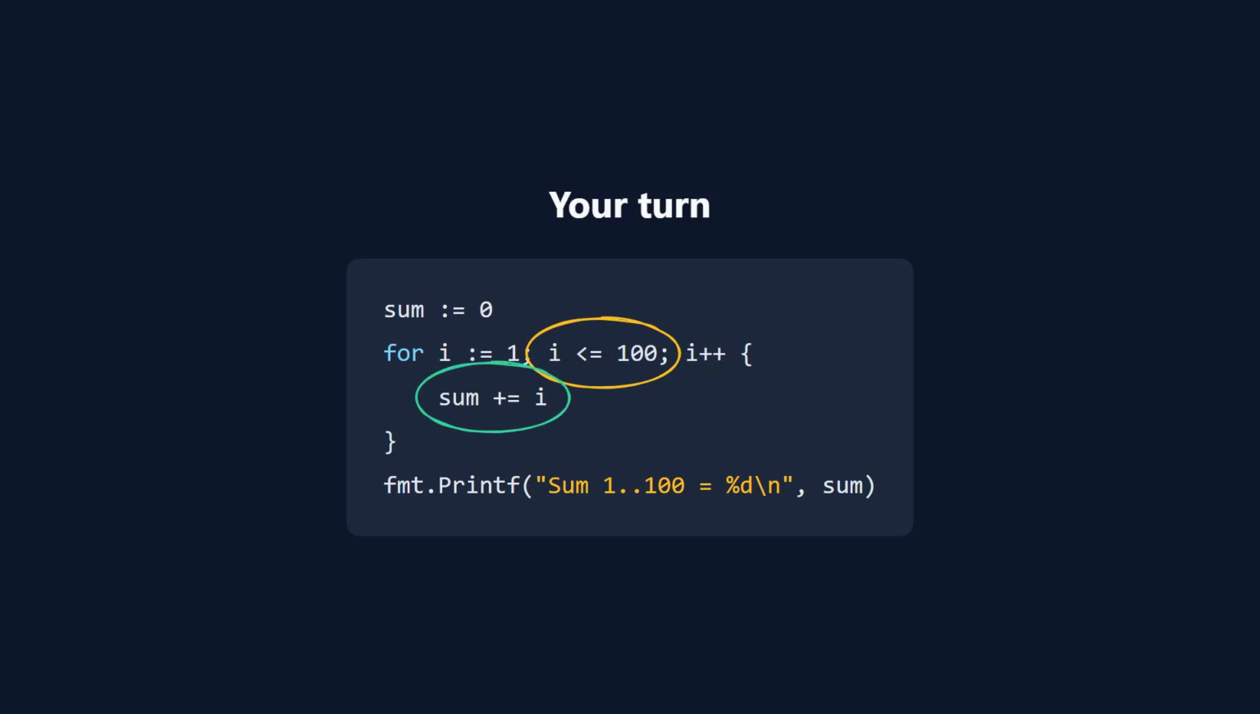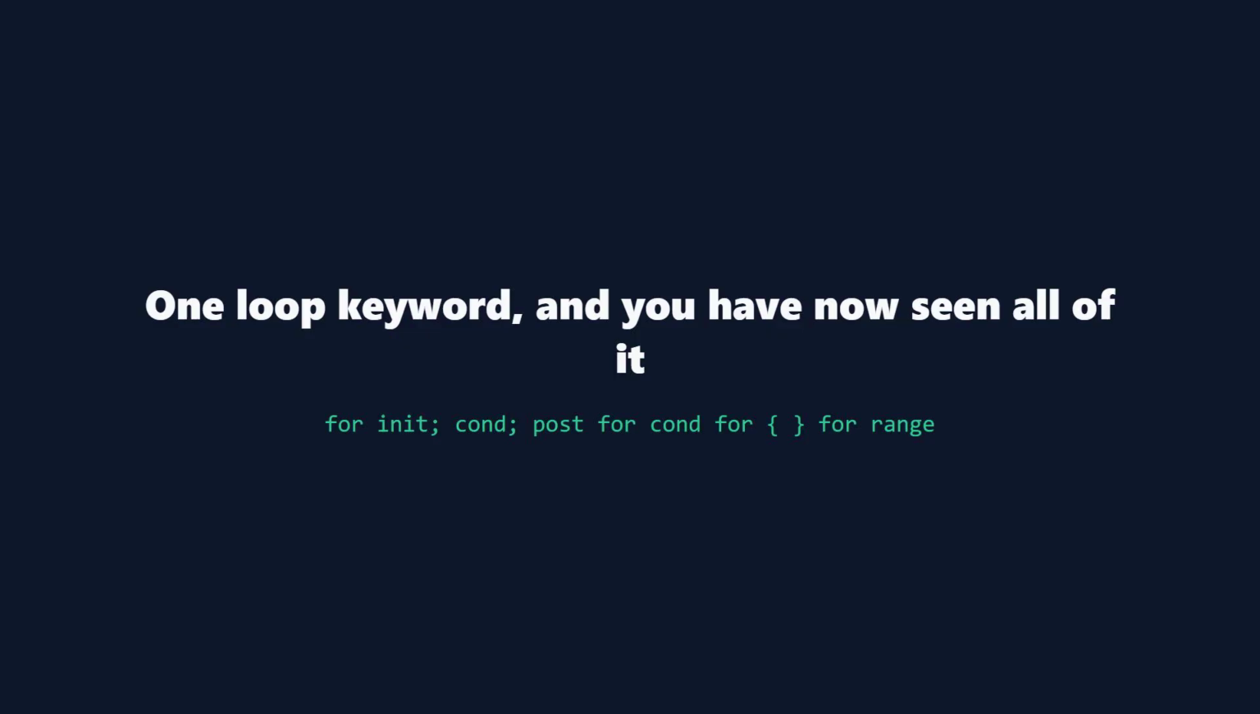sum += i is shorthand for sum = sum + i. Go has those compound assignments for all the usual operators. And the answer is 5050. That is looping in Go in its entirety. One keyword, 4 shapes, plus break, and continue to steer. Next up, switch, which in Go is more flexible than you are expecting, and quietly fixes the most notorious bug in C-style switches.